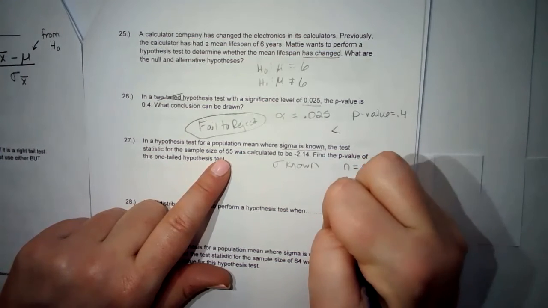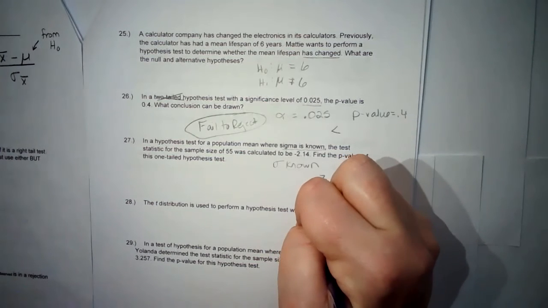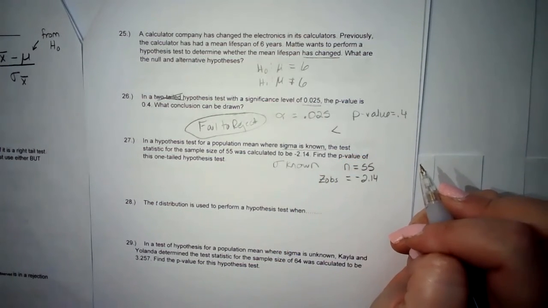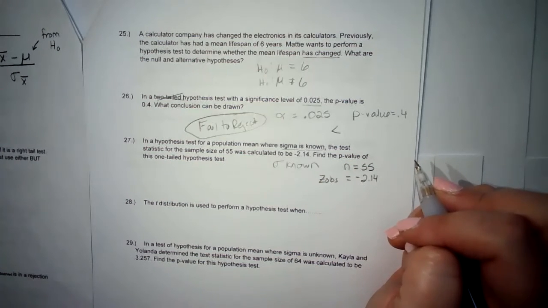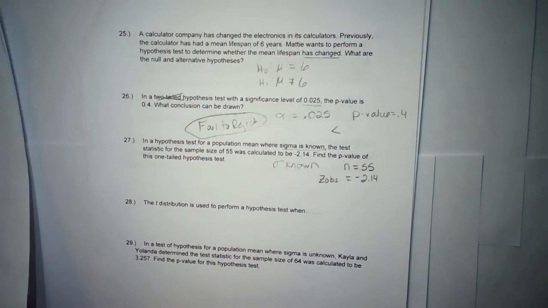Test statistic, now we talked about that a little bit. What did we say test statistic was the same as? Z observed. That's the same, but they're going to use the language test statistic because that's what we used like 2 books ago. And Rita just can't quit talking about it. So we're just going to say test statistic. Okay, so we're going to find the p-value of this one-tailed hypothesis test. Okay, so it's a one-tailed.